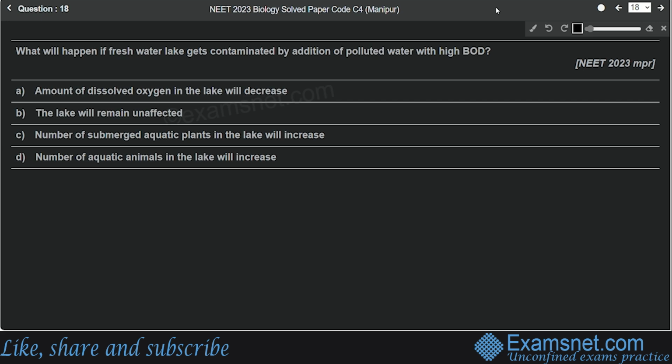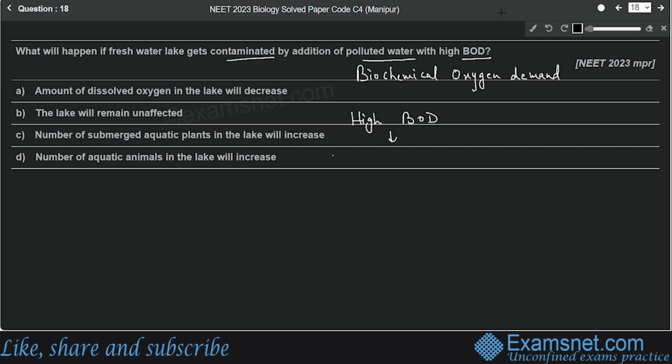Question number 18 is from the chapter Environmental Issues, and the question is: what will happen if a freshwater lake gets contaminated by addition of polluted water with high BOD? So BOD means biochemical oxygen demand, right? So high BOD means there will be high demand of oxygen, right?